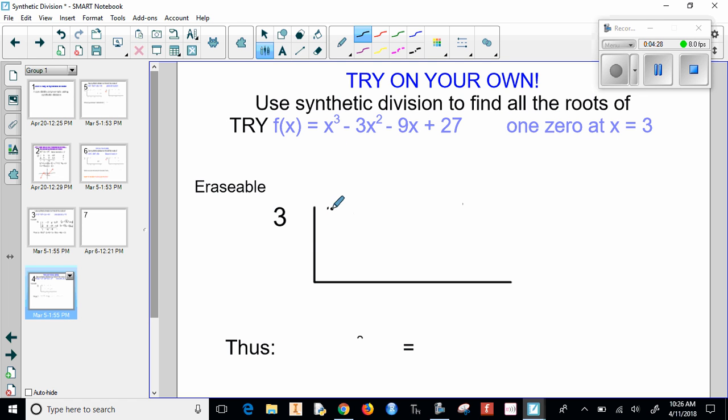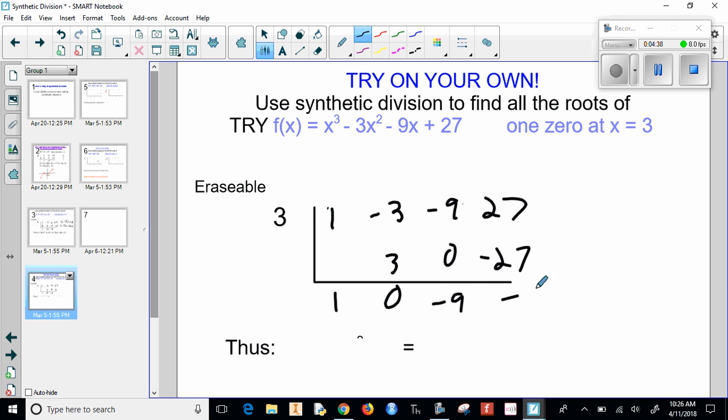So if we do this one real quick, 1, 3, 0, 0, -9, -27. And so it would be x squared minus 9. And this one, of course, would be x plus 3, x minus 3. And then we have another one, x minus 3. So that would be x minus 3 squared, x plus 3.